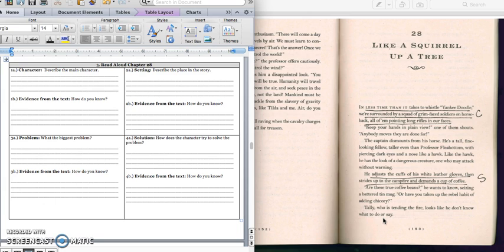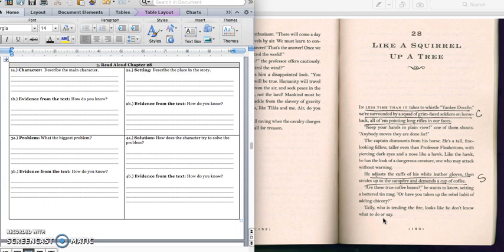In less time than it takes to whistle Yankee Doodle, we're surrounded by a squad of grim-faced soldiers on horseback, all of them pointing long rifles in our faces. "Keep your hands in plain view," one of them shouts. "Anybody moves, they are done for."